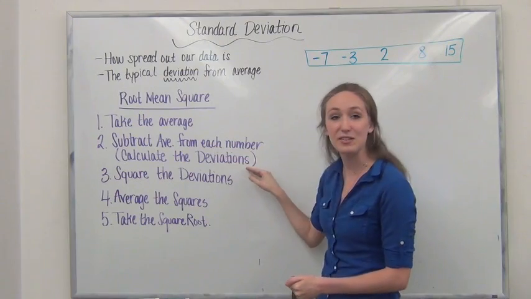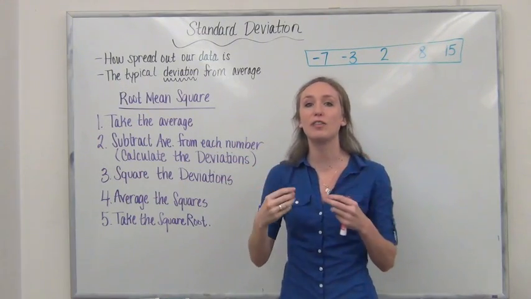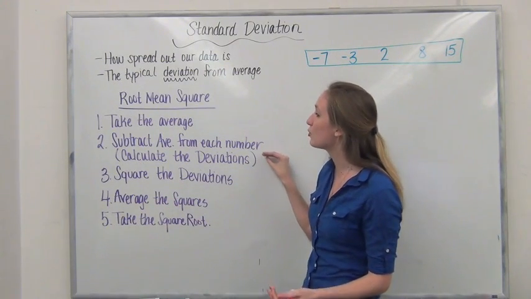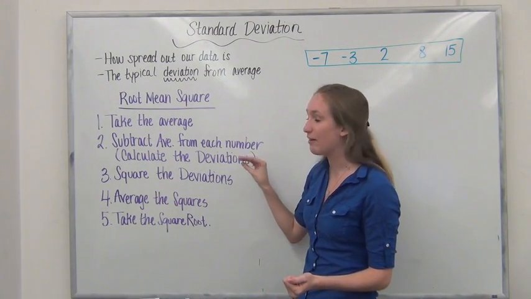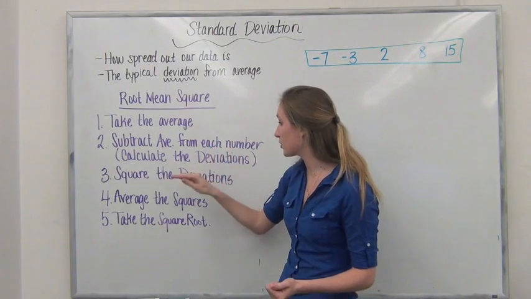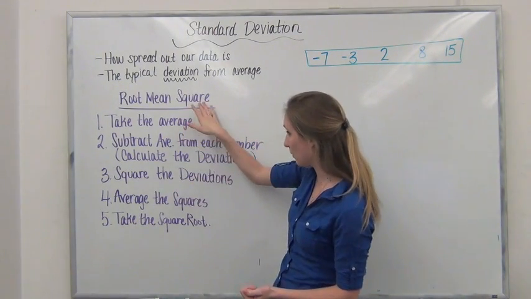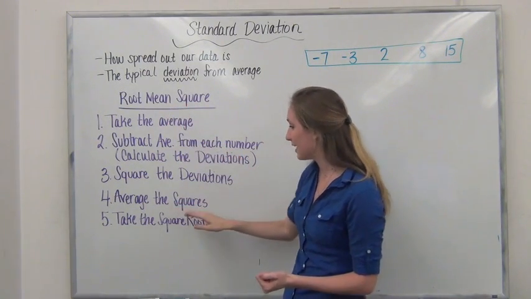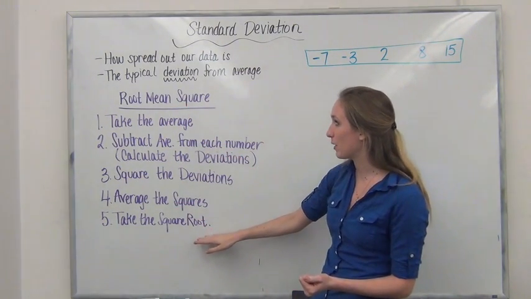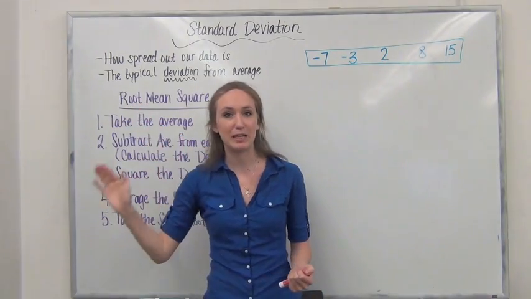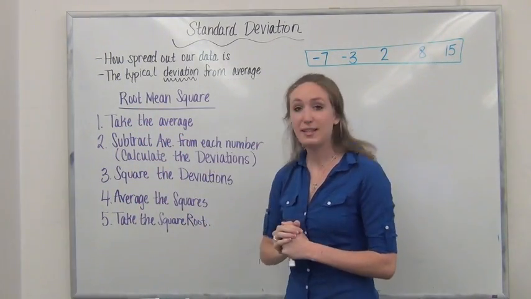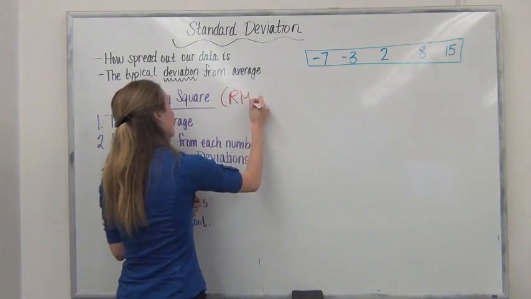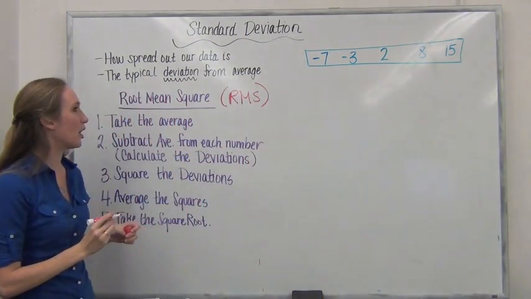Then we're going to find the deviations. So we're going to see how far these numbers deviate from average, how far they stray from average, by subtracting the average from each number. Then we're going to square our deviations, hence the square. We're going to average those squares, hence the mean. And then we are going to last take the square root, hence the root mean squared. You may also be hearing this referred to as the RMS.